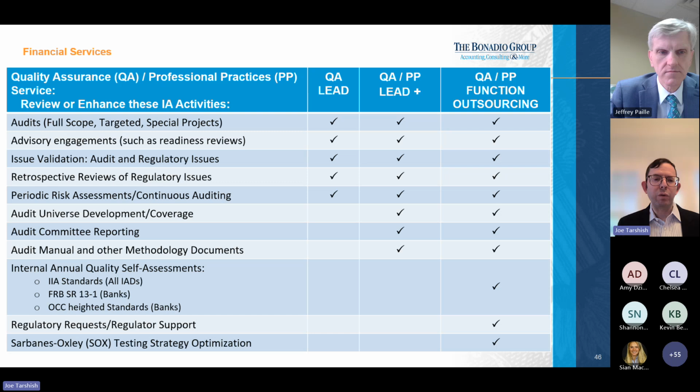Retrospective reviews, as we talked about, periodic risk assessments and continuous auditing. So two aspects that really underlie the audit function. Most audit functions strive to do risk-based audits. And to achieve that, we have to assess our risk.